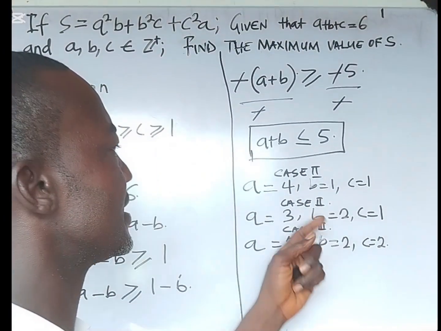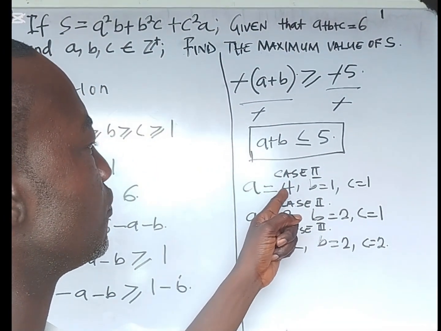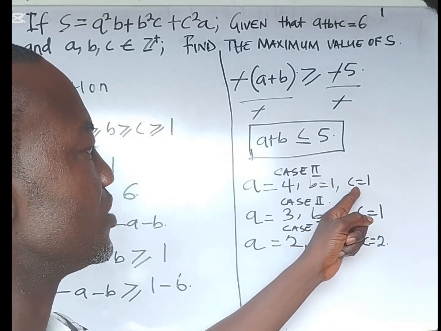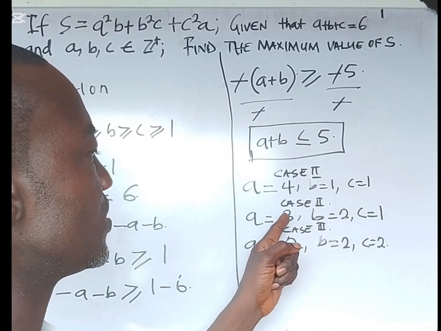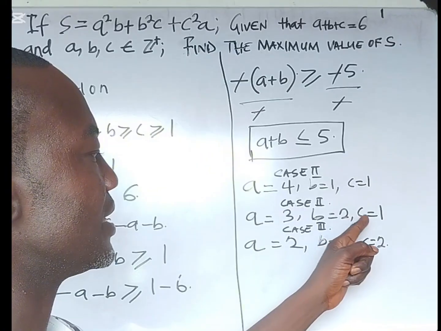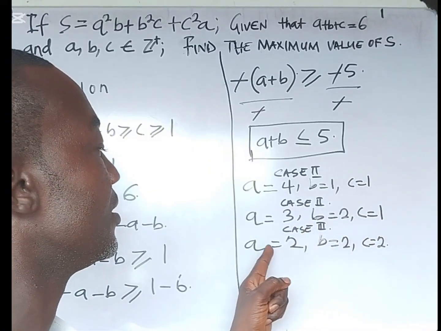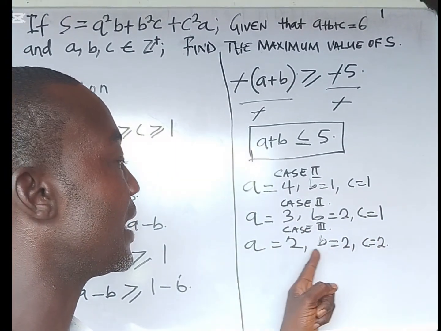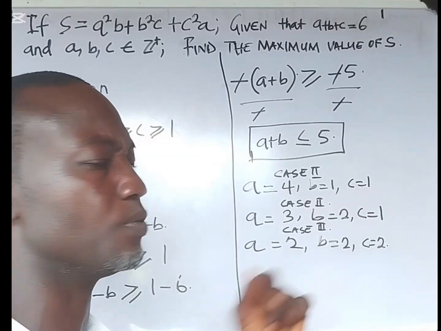So these are the three cases. Case 1, A is equal to 4, B is equal to 1, C is equal to 1. In case 2, A is equal to 3, B is equal to 2, and C is equal to 1. In case 3, the three variables have the same value, 2, 2, and 2.